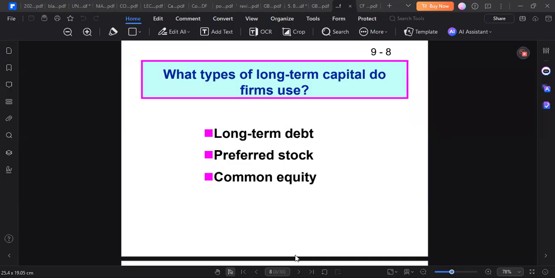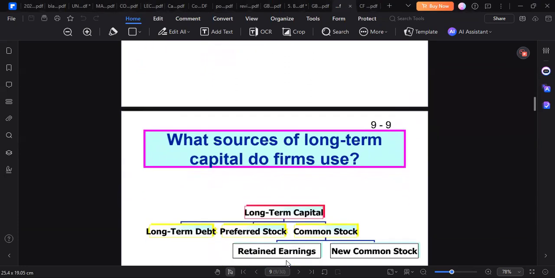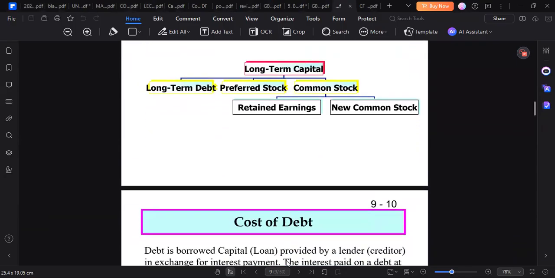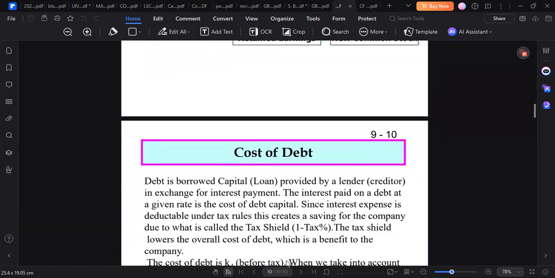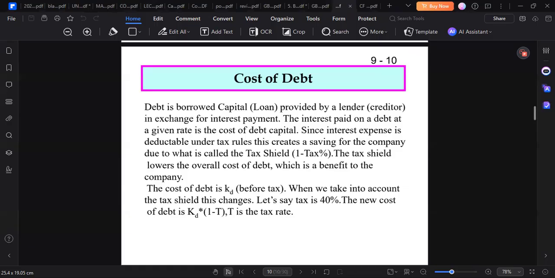Now let's look at each one of these costs, because they're not the same, and we'll look at how to evaluate each of them. There's the cost of debt, long-term debt. This is money borrowed and provided by the lender in exchange for interest. The interest is paid at a given rate.